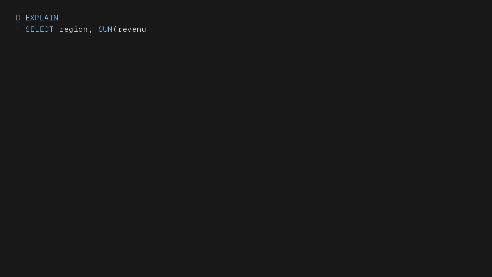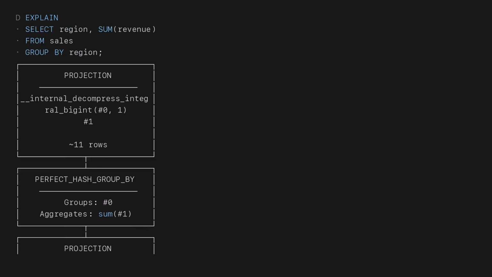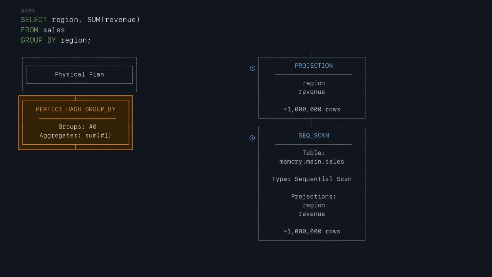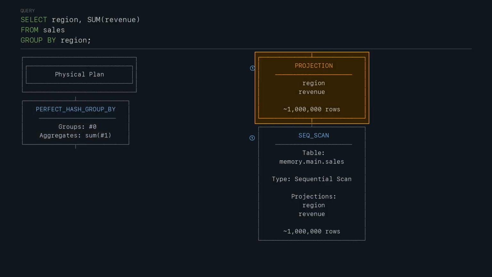Now the group by plan. I will run explain on the sales query. Bottom, sequential scan on sales, projecting region and revenue. 2 columns up the tree this time. Above it, perfect hash group by, 10 possible region values. DuckDB builds a compact hash table with 10 buckets and accumulates a running sum per bucket. The projection at the top passes the 2 output columns through. That is the whole plan.